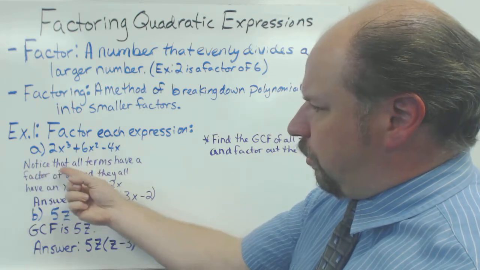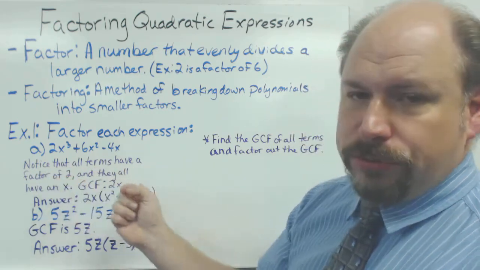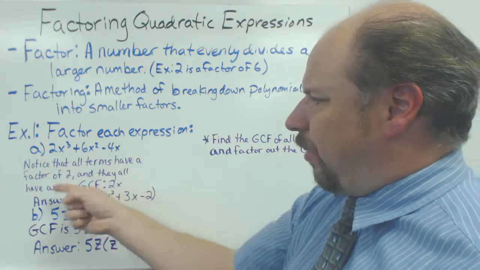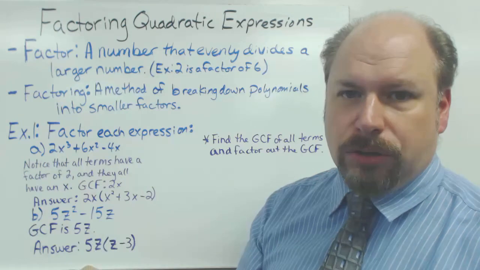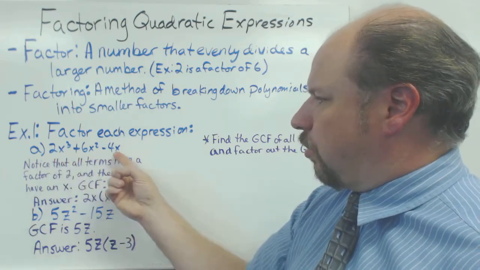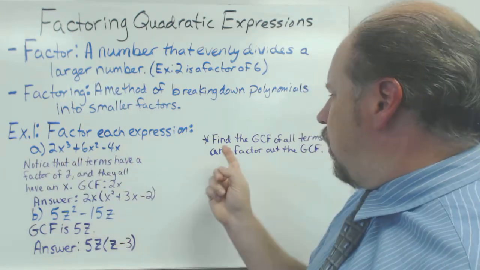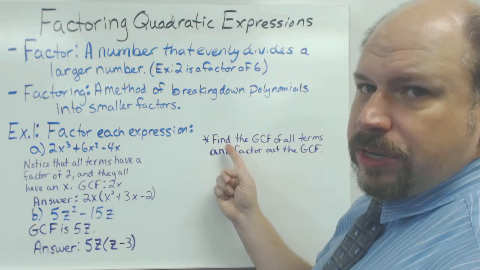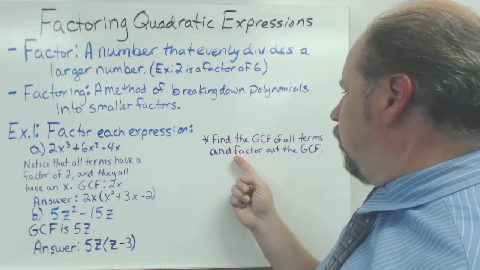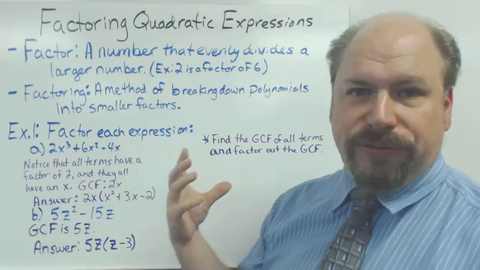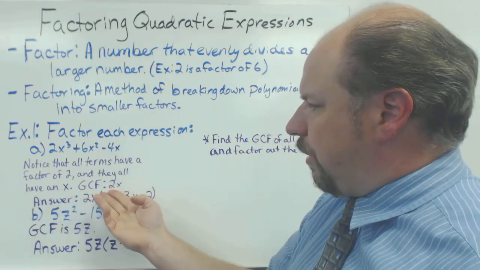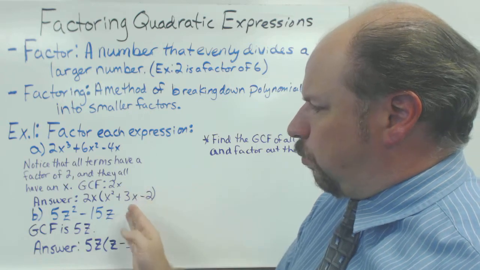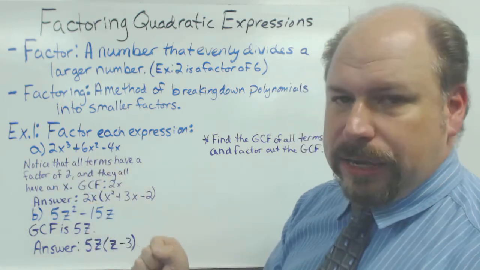What I want you to notice here is that all of the terms have a factor of 2 in them, and they all have an x. So the greatest common factor of each of these terms is 2x. And that's what we want to do: find the greatest common factor of all the terms and factor out that GCF. Okay, so since we have a GCF of 2x, we're going to bring it out front. We're going to factor it out.